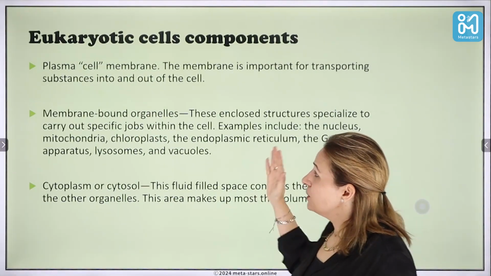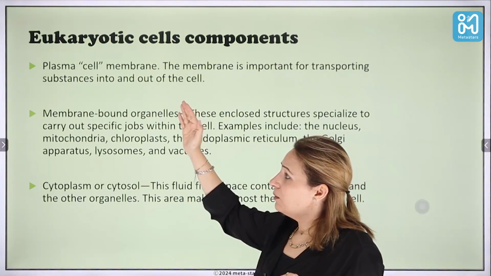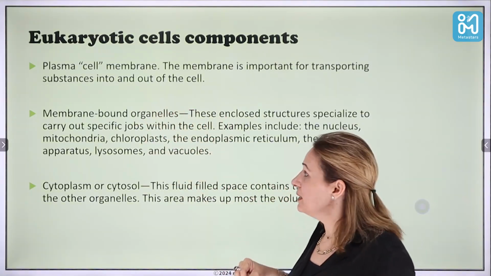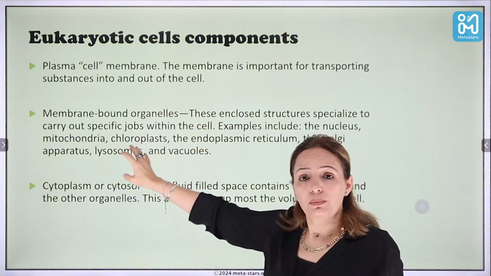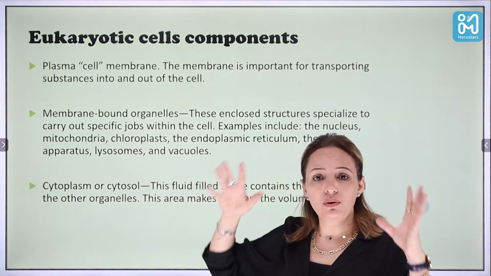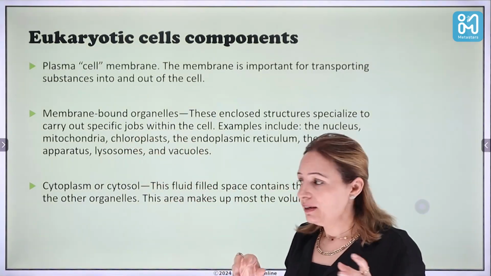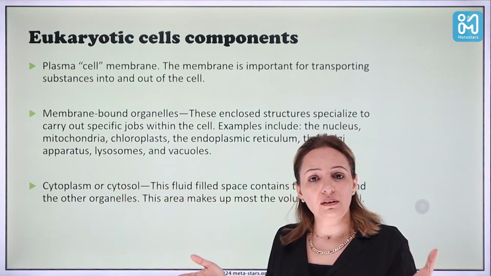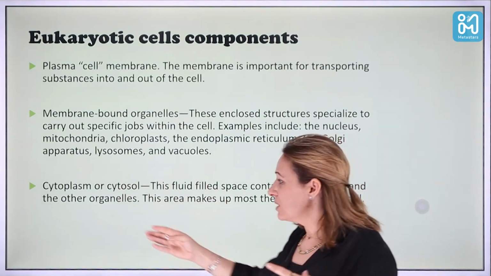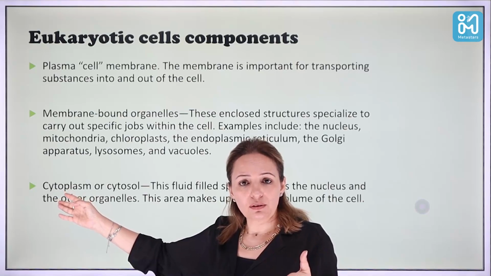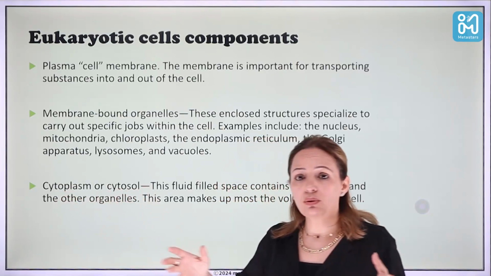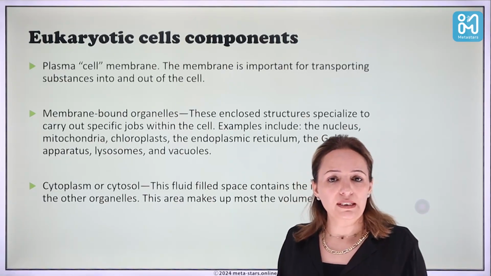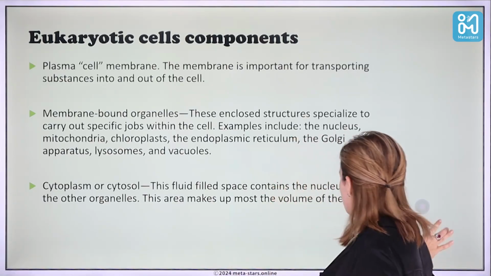Now, looking at eukaryotic cells in general, we will be talking about the plasma cell membrane in more detail. Then we're going to talk about the membrane-bound organelles, which are all the organelles available inside the cell. And of course, we will talk about the cytoplasm, which is the fluid-like structure, or the cytosol. When I say cytoplasm, I'm talking about the fluid structure itself. And when I say cytosol, it's the fluid structure along with the organelles that are available inside that cell.